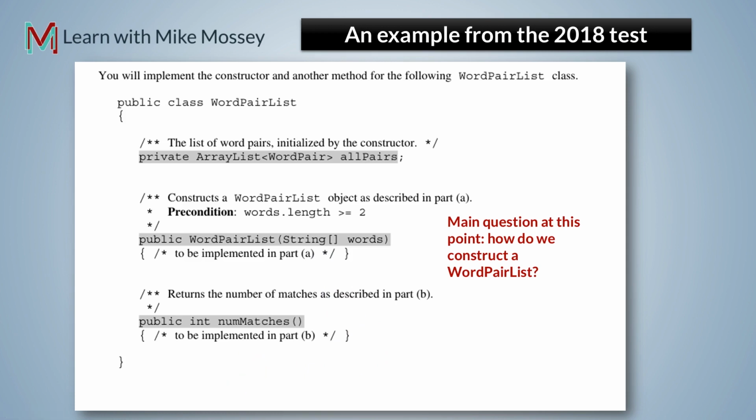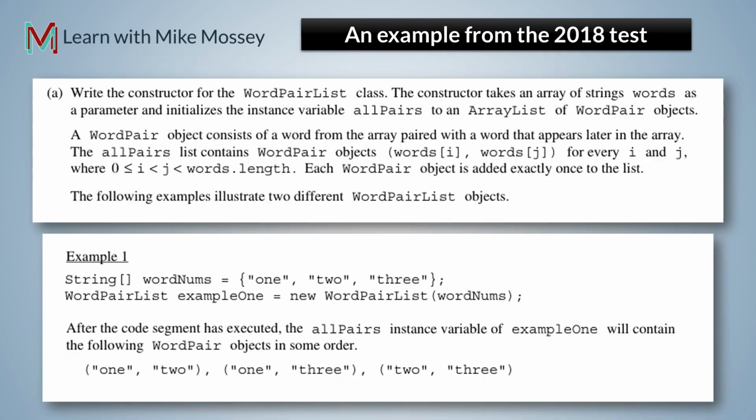The question I'm left with here is, how do we construct a WordPairList? Notice that they say you will implement the constructor, but they're not telling us how to construct. It's important to be aware of what you don't know. You could blame yourself sometimes for not knowing things, but it's important to be aware of when they actually didn't say. It's not your fault for not knowing.